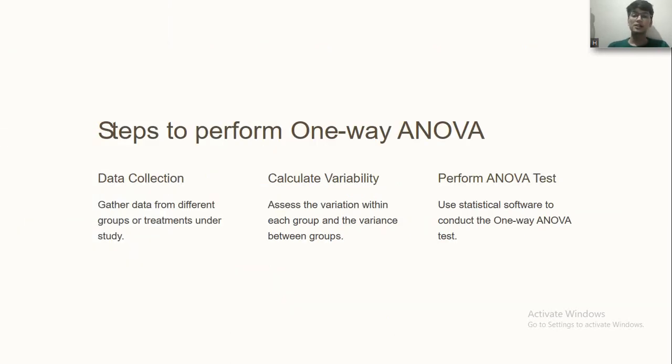Steps to perform one-way ANOVA: data collection, calculate variability, perform ANOVA test. Data collection is to gather data from different groups or treatments under study. Calculate variability is to assess the variation within each group and the variance between groups. Perform ANOVA test uses statistical software to conduct the one-way ANOVA test.